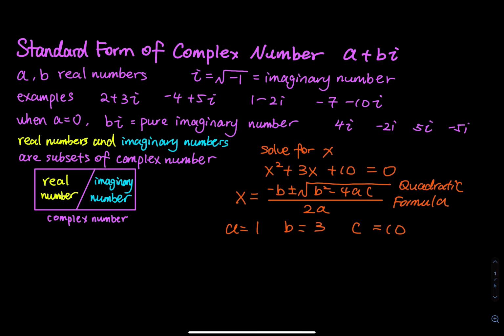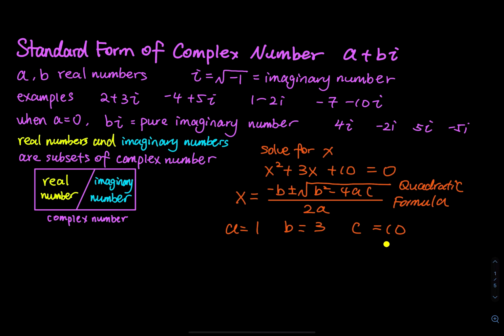Under what circumstances do you use complex numbers? The most typical example is solving a quadratic equation. Let's say you have x squared plus 3x plus 10 equals 0. You are asked to solve for x using the quadratic formula. In this quadratic equation, the leading coefficient is a equals 1, the coefficient of the first power is 3, and the constant c is 10.